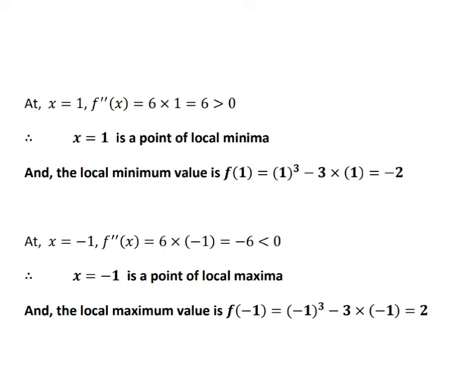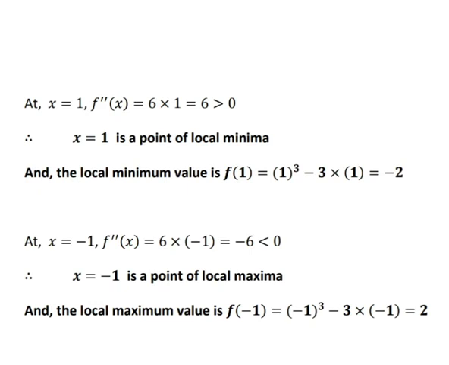Why? Because the second order derivative test tells us that it is a point of local minima because you have greater than 0. f double prime of 1 is greater than 0. Now, therefore, the minimum value of the function will be f of 1. We simply put the value of x equal to 1 in the given function, and therefore you'll get minus 2. So that is all about the point of local minima and the minimum value of the function.